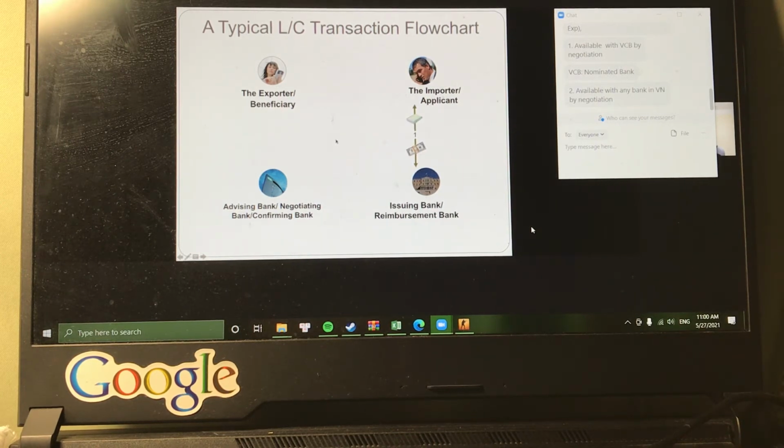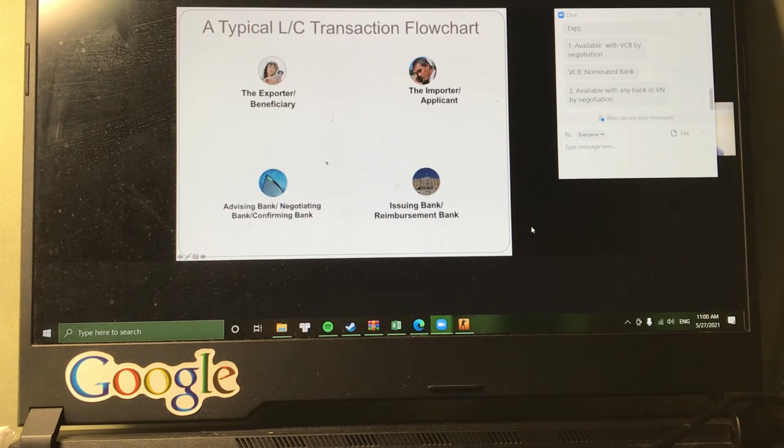First one, the importer. The importer here is the applicant. The importer is a person who asks the bank to issue the LC. That's why we say applicant. The exporter is a person who gets payment, so it is the beneficiary, người thụ hưởng.